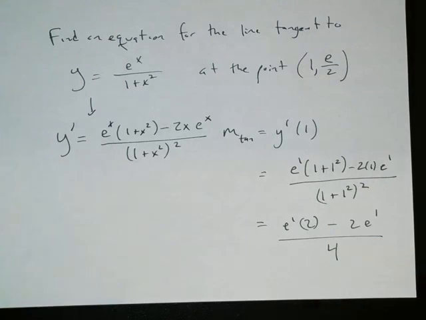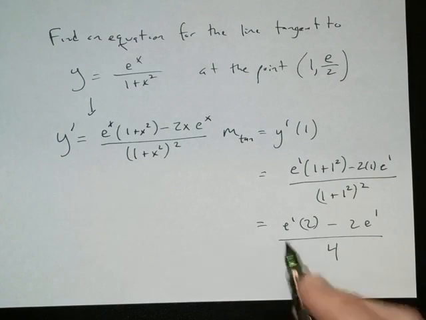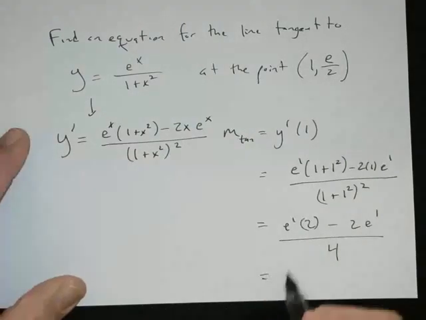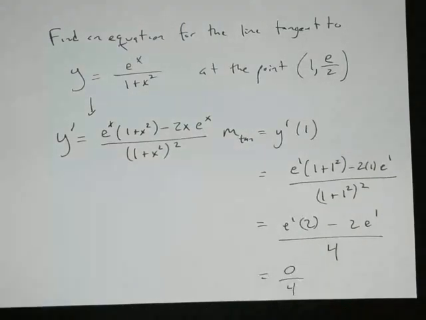What's the top of this fraction? 0. Because it's 2e minus 2e. That's a 0. And 0 over 4 is 0. So my slope is 0. What kind of a line do I have? A horizontal line. Yay! What is the equation for this line? That's what we were asked.